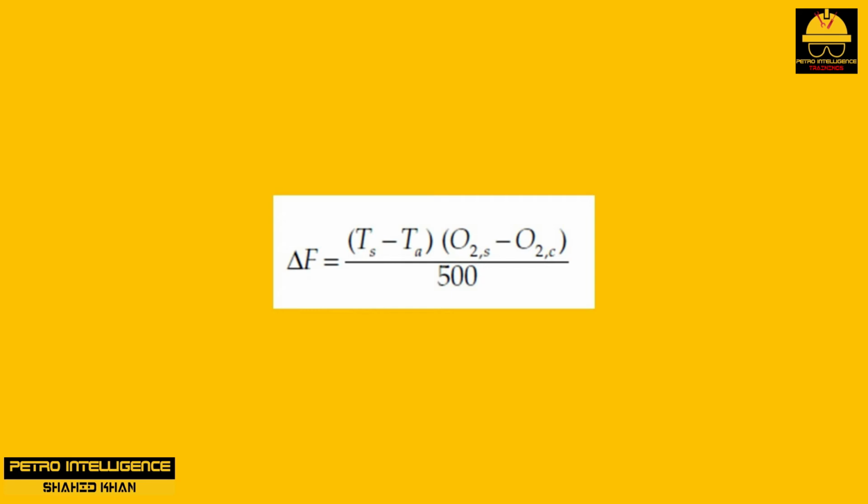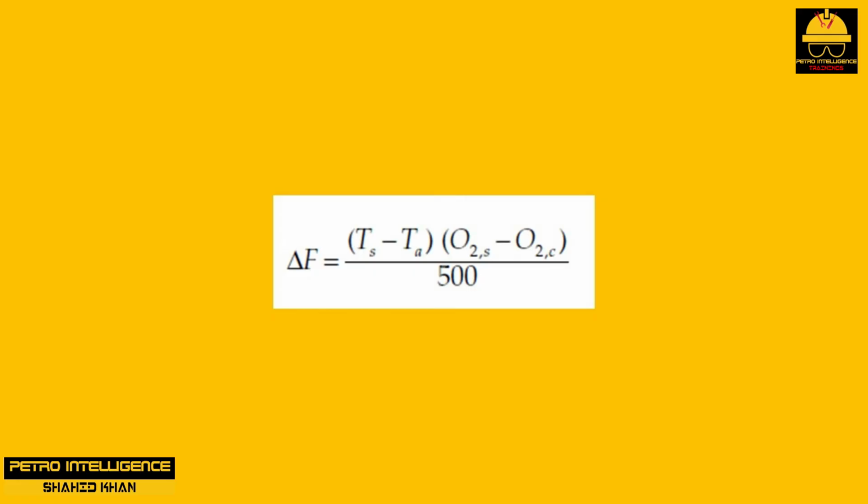Ts equals stack temperature, degrees F. Tamb equals ambient temperature, degrees F. O2S equals % oxygen, O2, in stack. O2C equals % oxygen in combustion zone, that is, just below the shock tubes at the inlet to the convective section.